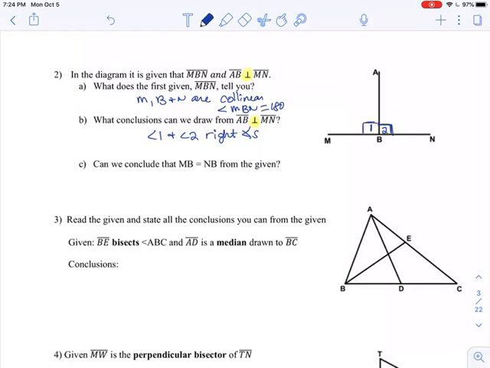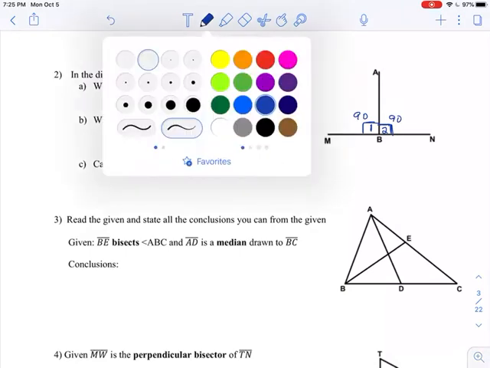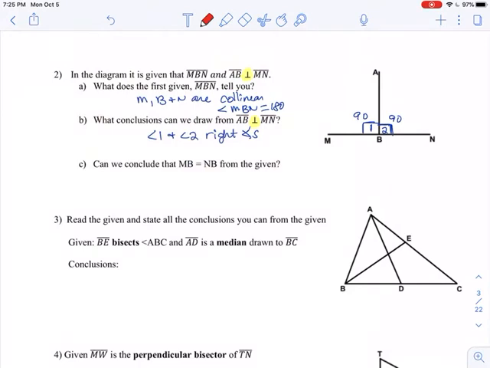I always put the symbol for perpendicular on the right here, but it also is true for the left, because if it's true for one side, it's true for the other, because remember this was a line, and if this side's 90, that means this side's 90. And by side, I mean the angle.